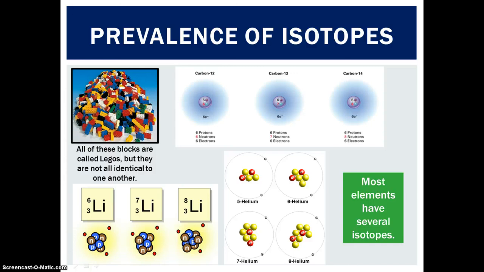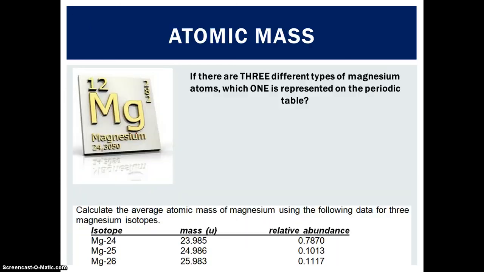Most elements have several isotopes. So where does this atomic mass come from? If there are 3 different types of magnesiums shown in the table below, which one is represented on the periodic table? Take a look at the masses of each of the isotopes. Take a look at the mass on the periodic table.